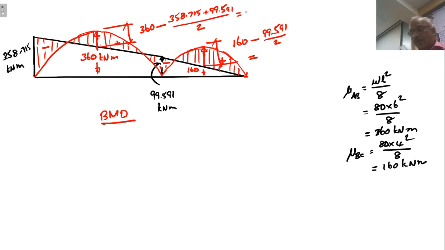As far as other cases, we will discuss later. So you have to find out the net positive value. And this is the moment for which this support is to be designed. If this continuous beam is to be designed, this is the moment for which the support is to be designed. So that's about the design point of view, right?